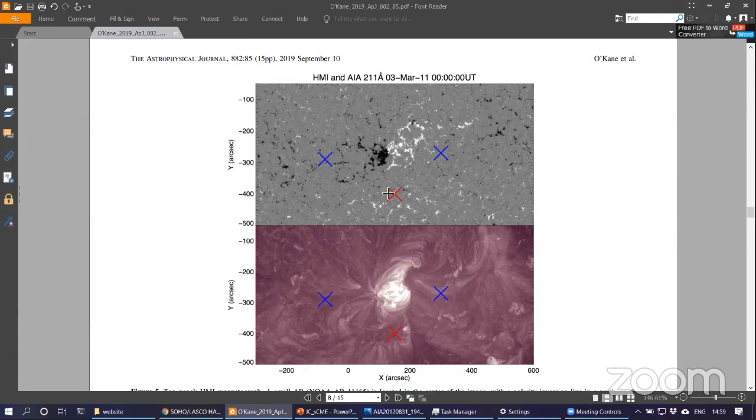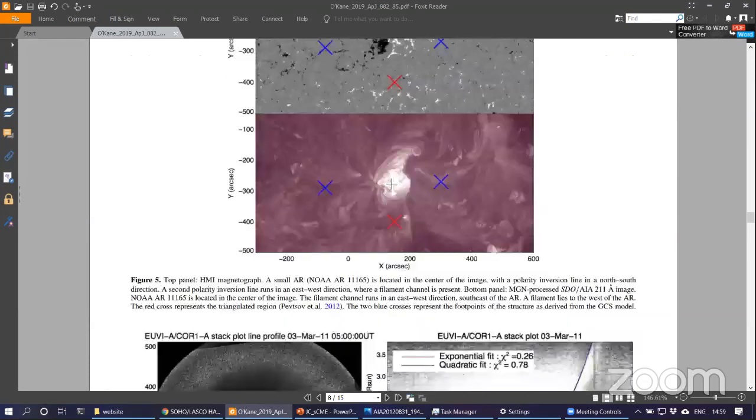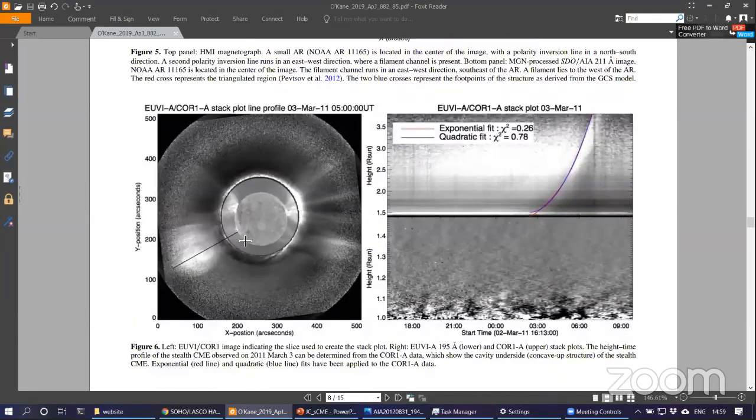Moreover, if you plot the stack plot here for this CME in this direction, again you can see that there is one ridge. Here they tried to fit the exponential as well as quadratic, but neither proved better than the other, so it looks more or less like both are overlapping. And as for the previous case, there was some enhancement in UV. Here they did not find any enhanced structure when this CME started to rise.